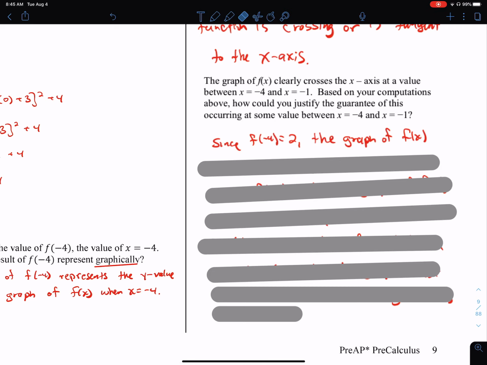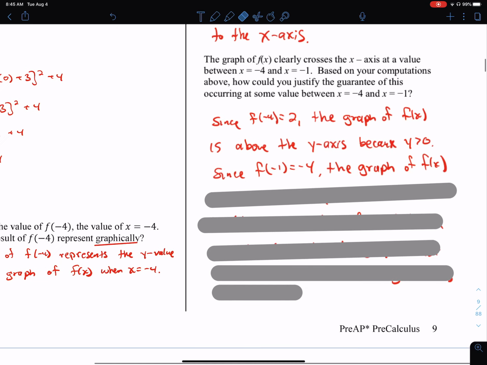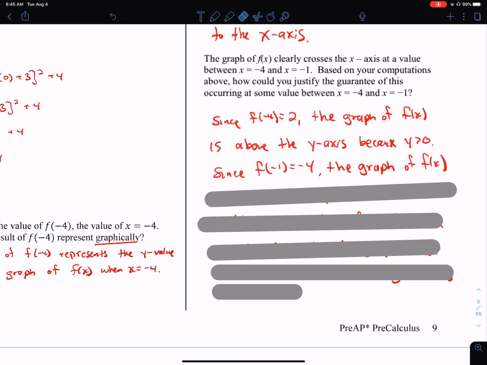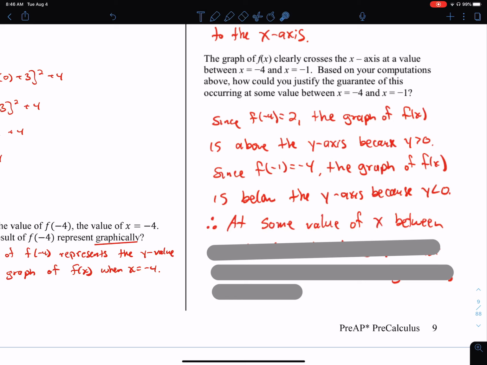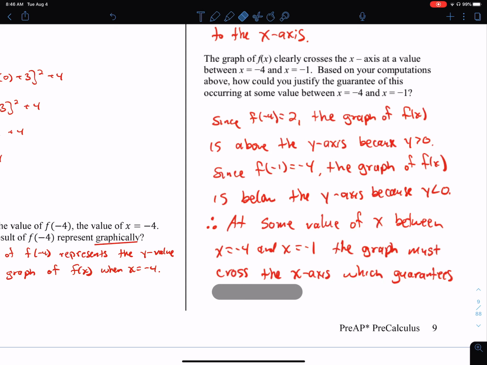Since f of -4 equals 2, the graph of f of x is above the x-axis because y is greater than 0. Since f of -1 equals -4, the graph of f of x is below the x-axis because y is less than 0. Notice the details in this. These details all need to be in here for you to get full credit on a test for a question like this. Therefore, this is the symbol mathematically for therefore, because the word therefore has too many letters for a mathematician to write. At some value of x between x equals -4 and x equals -1, the graph must cross the x-axis, which guarantees a 0.